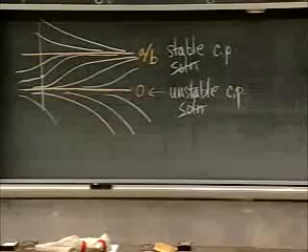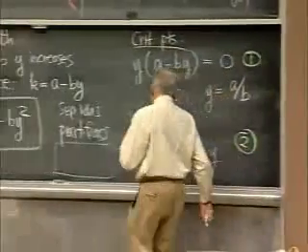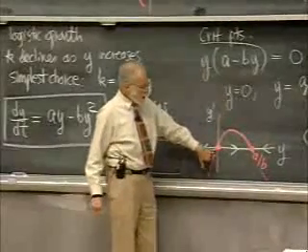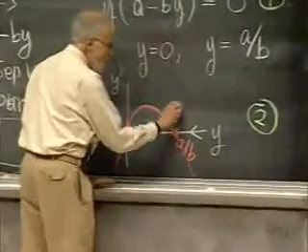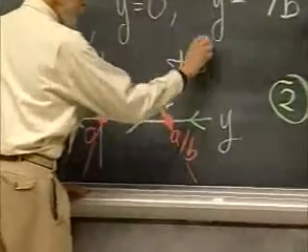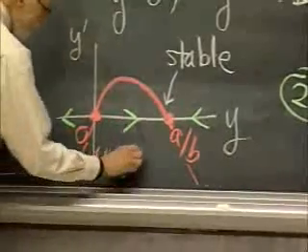So critical points are not all the same. Some are stable and some are unstable. And you can see which is which just by looking at this picture. If the arrows point toward them, you've got a stable critical point. If the arrows point away from them, you've got an unstable critical point.